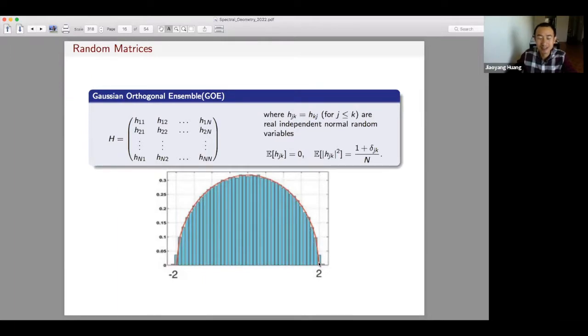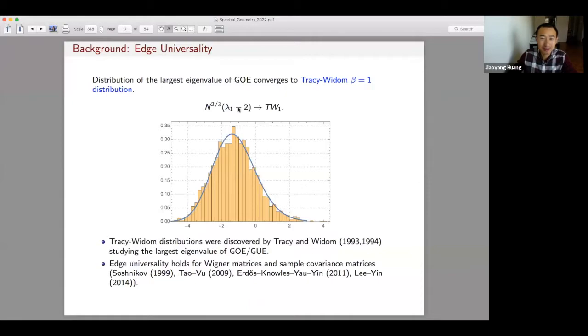It turns out the largest eigenvalue concentrates around 2, and the smallest eigenvalue concentrates around minus 2. If you take the largest eigenvalue, subtract 2, and then further normalize it by something depending on the size n, namely n to the 2/3, it turns out this object is an order one quantity. And now we know it converges to the Tracy-Widom distribution with beta equals 1.